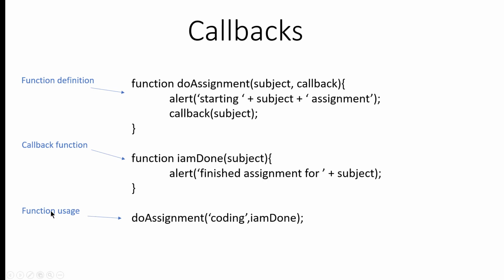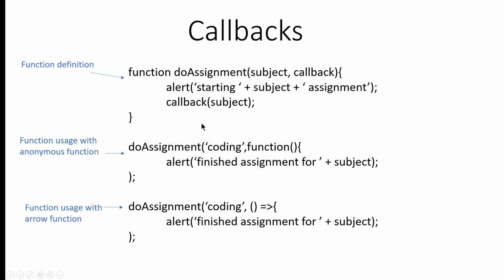When we actually go to use this function, we will pass in a value, which is our subject, and another function, which is the callback. When this function completes, it calls this function. When we do this, we should see an alert saying starting coding assignment. And then soon after, we will see another alert, which is saying finished assignment for coding. So we have the original function and its callback value.